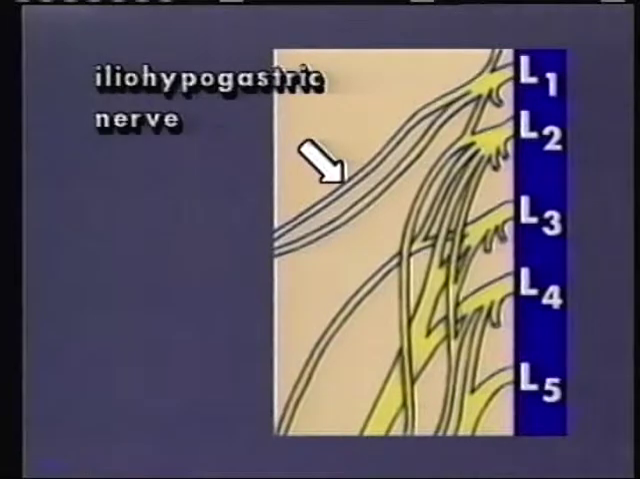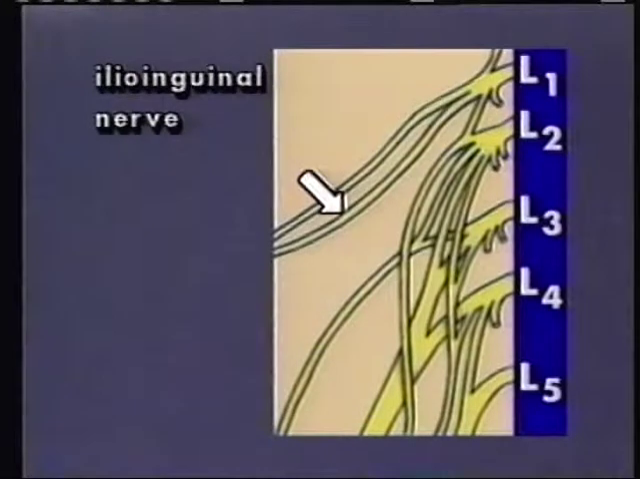2 nerves, the iliohypogastric and ilioinguinal nerves, arise from a common trunk of L1. The iliohypogastric nerve is sensory to the skin of the lower abdomen and gluteal regions. The skin of the groin region and external genitalia are supplied by the ilioinguinal nerve. Both nerves innervate abdominal wall musculature.